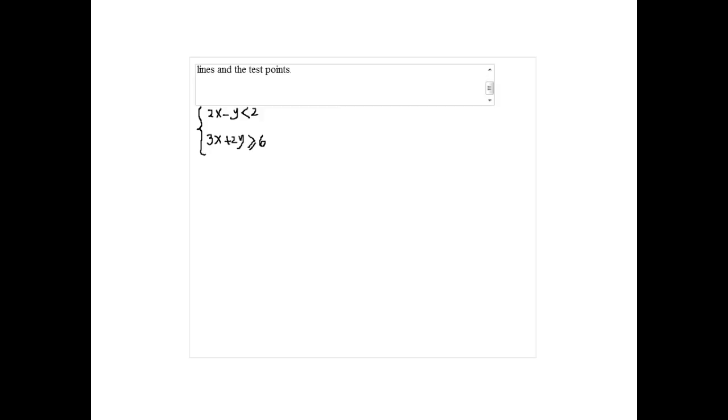Graph the solution to the system of inequalities. Indicate the boundary lines and the test point. First, we're going to graph 2x minus y equals 2.